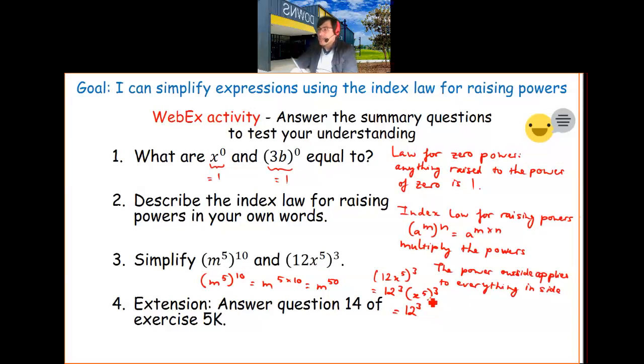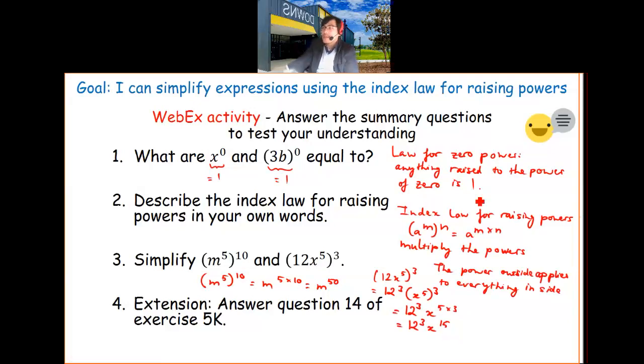And then for the x to the power of 5 raised to the power of 3, we do the same thing as before. We're going to multiply the powers, okay? So here we have 5 times 3. And so we're going to get 12 to the power of 3 x to the power of 5 times 3, which is 15. Okay?